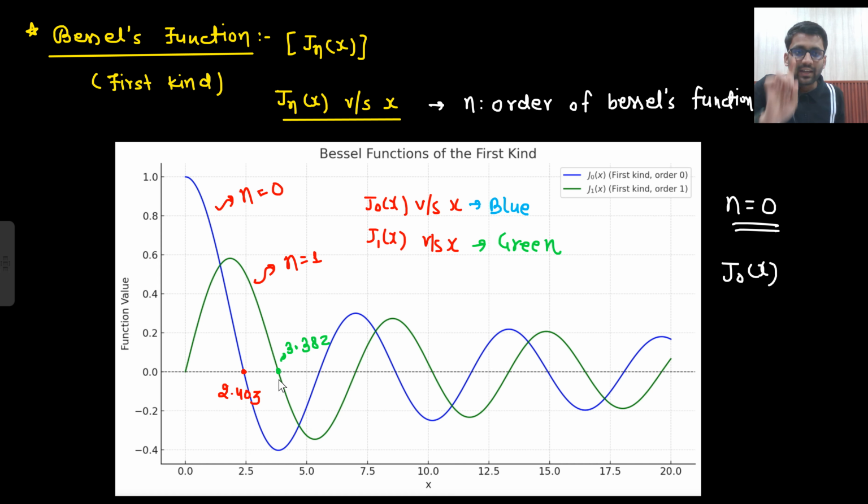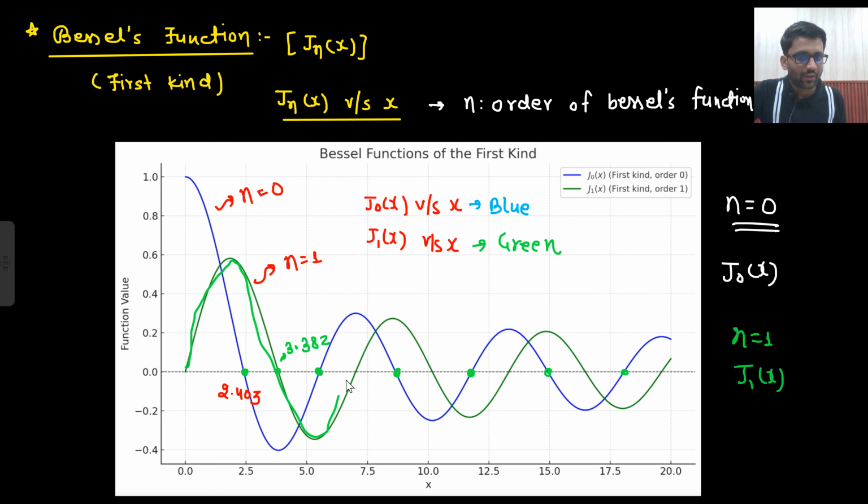When this graph is becoming 0 for the first time at 2.403, then it is becoming 0 again here, then again here, then again here. So it is becoming 0 multiple times, it has multiple zeros. The first 0 is 2.403. Similarly, for J1(x) as well, when n equals 1, you can see the same thing.